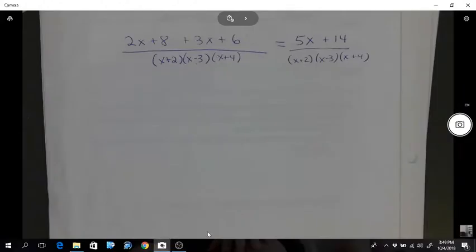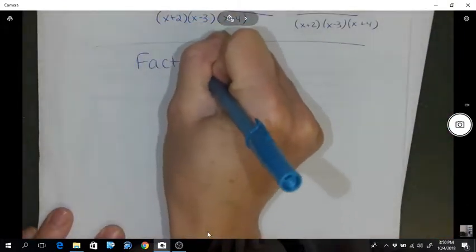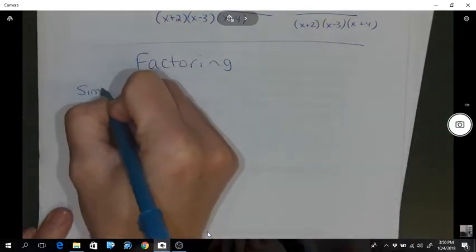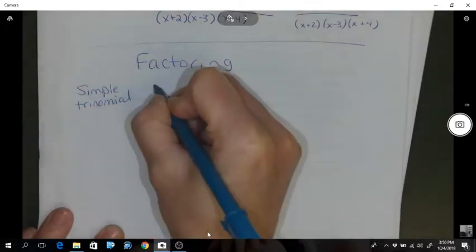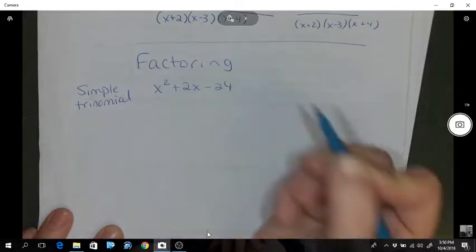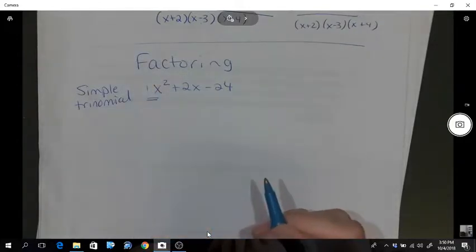Okay, today I just want to take a minute to recap all the factoring types, because you have to know all these to complete some of the lessons in this unit. So factoring. We have our simple trinomial. An example, x squared plus 2x minus 24. A simple trinomial always leads with a 1x squared.